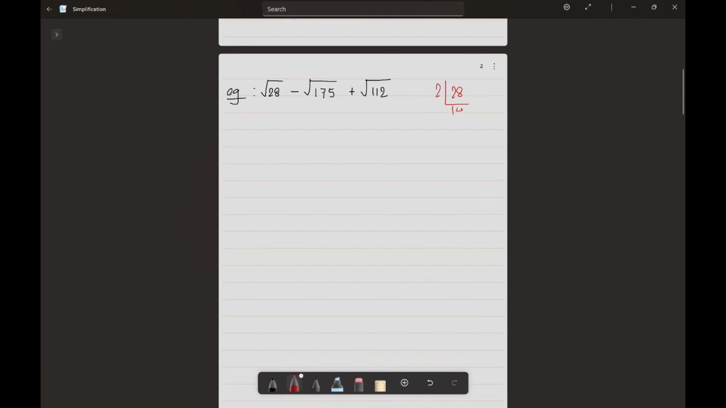So divide 14 has a 4 in the end. So we know that it can be divided by 2.